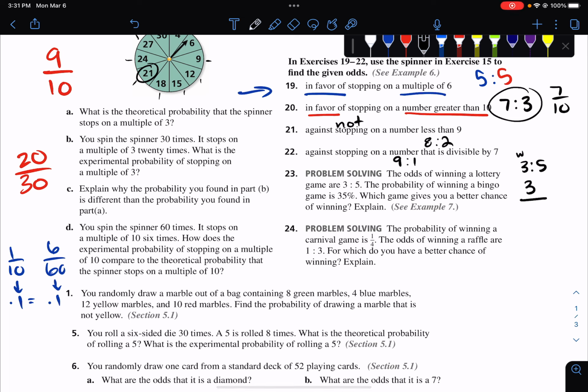And there's 3 chances of winning and 5 chances of losing. So that means there's 8 total chances. So I'm going to put 3 over 8. And then 35% is just 35 over 100.